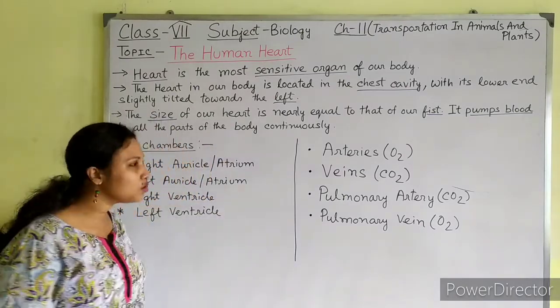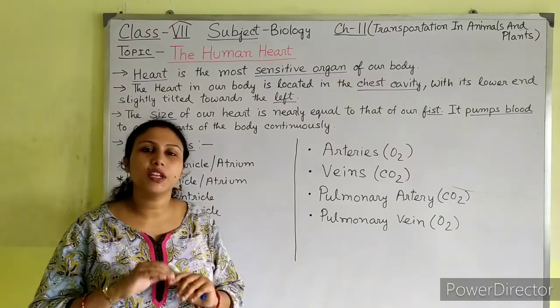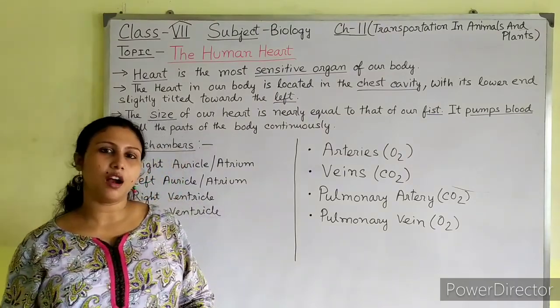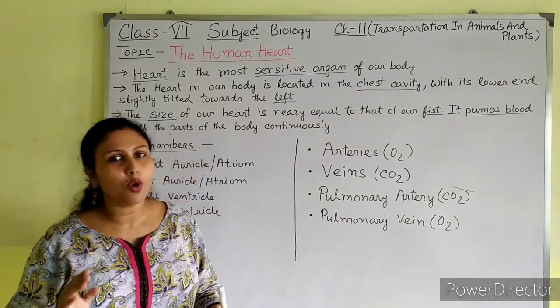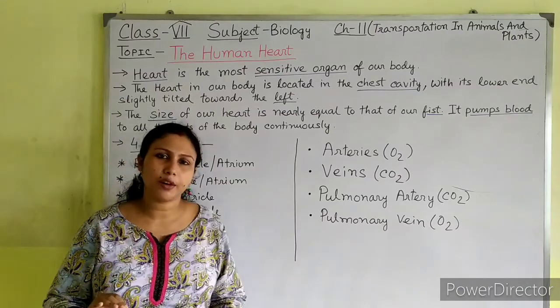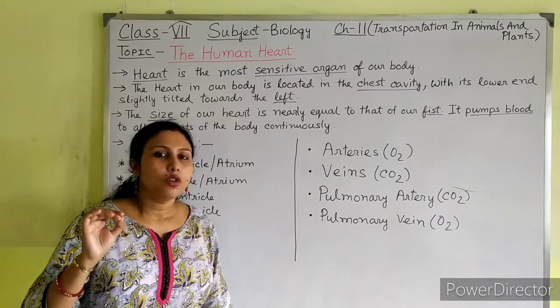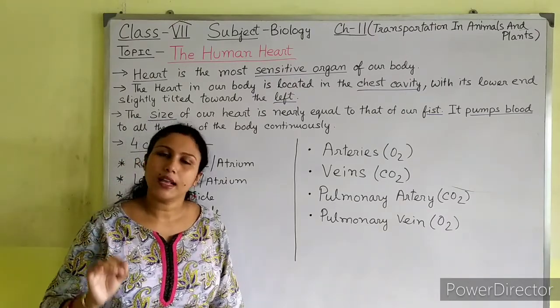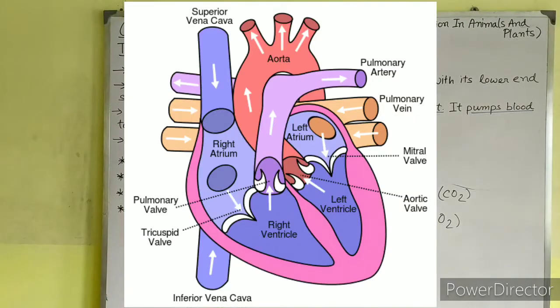Now students, I will show you the diagram of the human heart, and I will explain to you about the different parts of the heart and also about the mechanism of blood flow through the heart. Observe the diagram carefully, observe the labelings properly, and go on listening to my explanation. This diagram shows a section of the human heart.